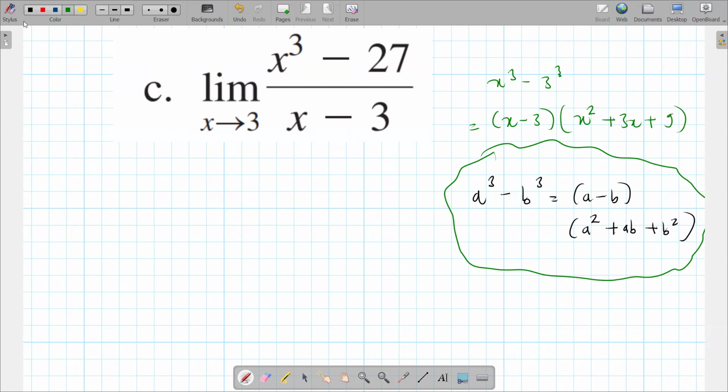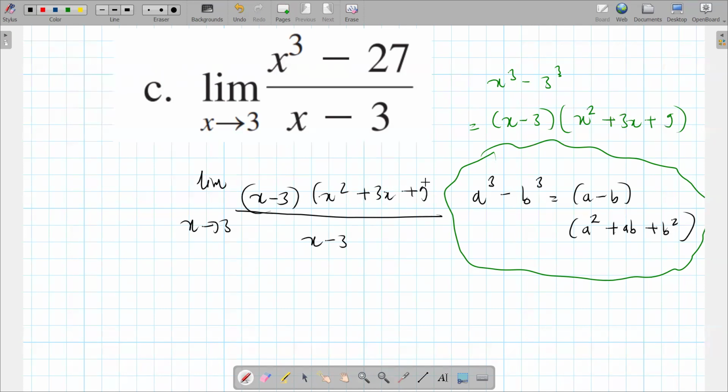So the limit as x approaches 3. X minus 3 in the denominator, haven't touched this, but the numerator now becomes x minus 3 times x squared plus 3x plus 9. Now we can cancel out the x minus 3. That was the issue, that we couldn't plug it in because that would give us a 0 in the denominator. Now we plug the 3 in for the final answer.